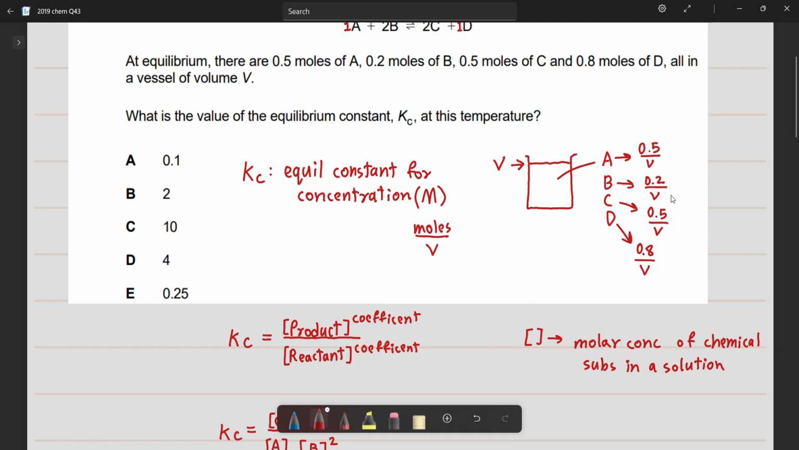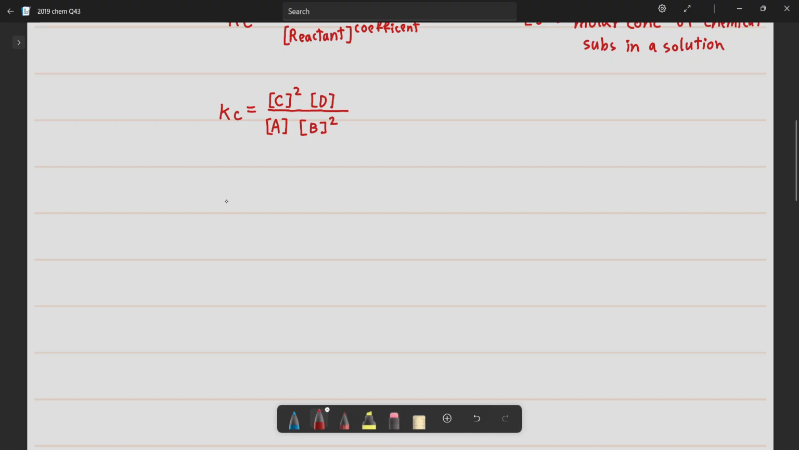Okay, so for each of these species, the volume is going to be V, because it's all considered as an additive volume, because all of these chemical substances are dissolved in this solution, and the volume of the solution is V. So that's why we're going to use V for all of these solutes that are dissolved in this solution. Now we're going to substitute the values in the Kc expression.